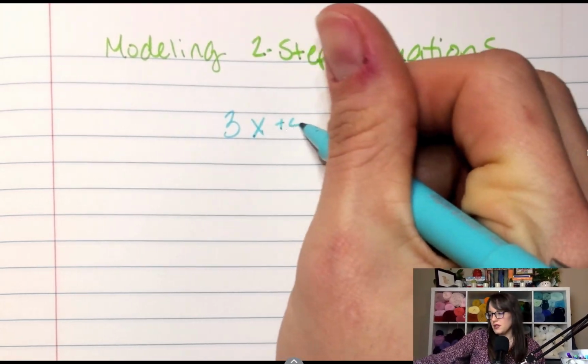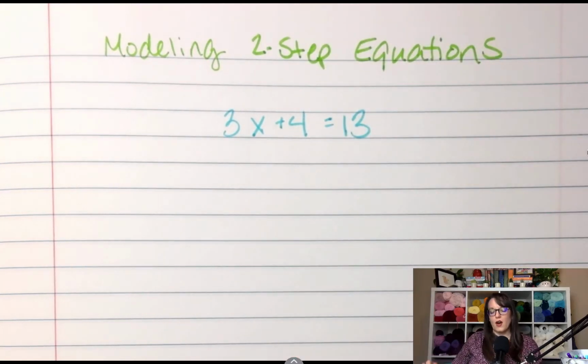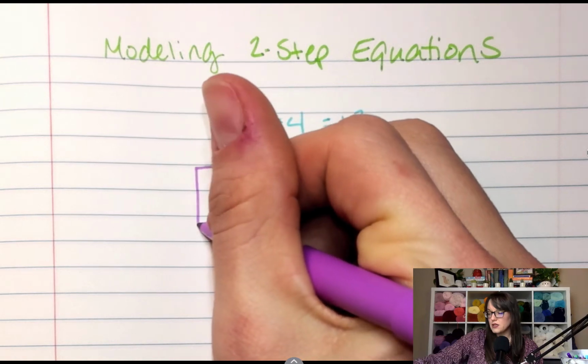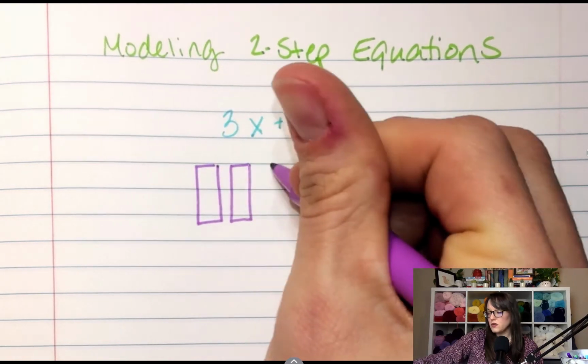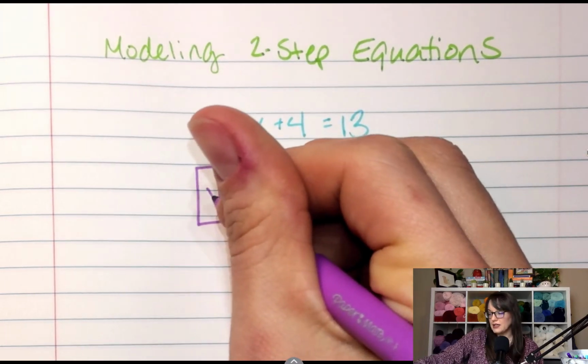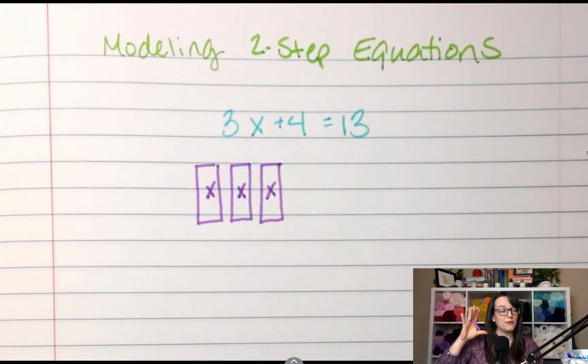3x plus 4 equals 13. Now for our x's, we're going to represent our x values with a box. So this is 3 boxes. So 1, 2, and 3 boxes. And I'm going to put an X in those. X, X, X. So imagine those are like empty boxes. There's something in it, but we don't know what it is.